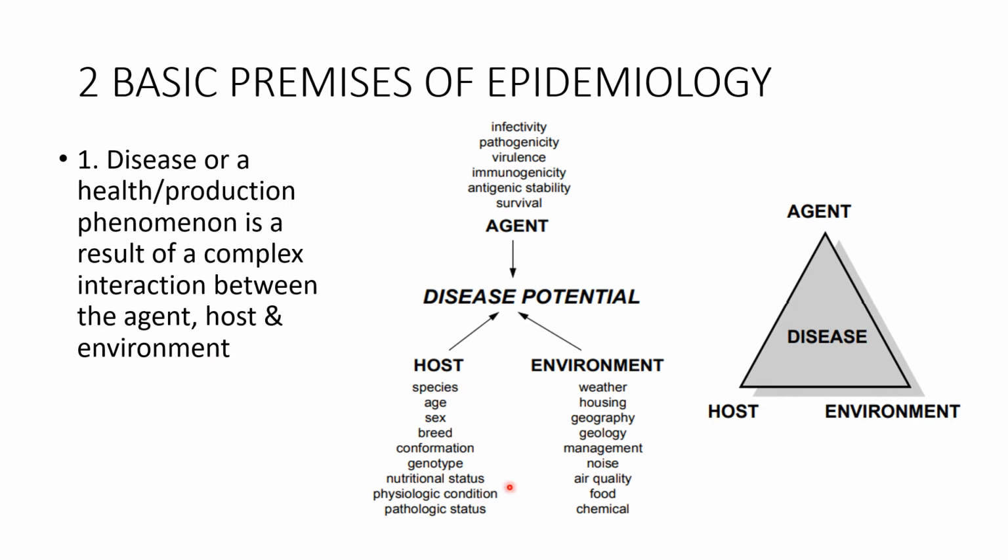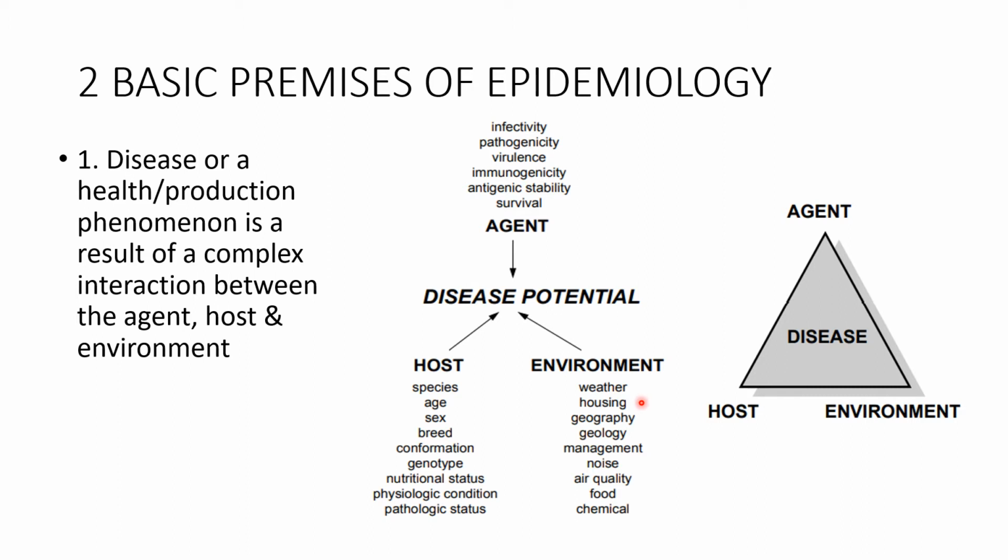Now, with regards to the host, it could be that the species is susceptible. So poultry again is susceptible to AI, of course. Age, sex, breed, conformation, genotype, nutritional status, physiologic condition, pathologic status. These are just some of the characteristics of hosts that may or may not influence the occurrence of disease in them. We also have, of course, the third leg of the triad, which is the environment.